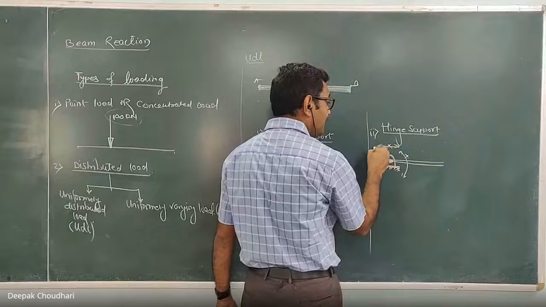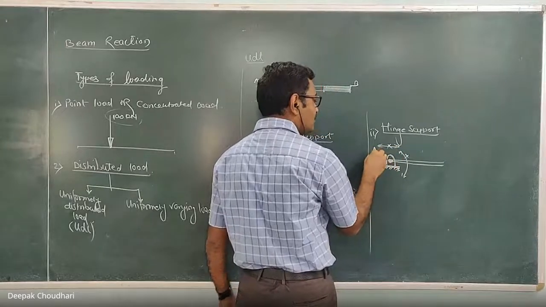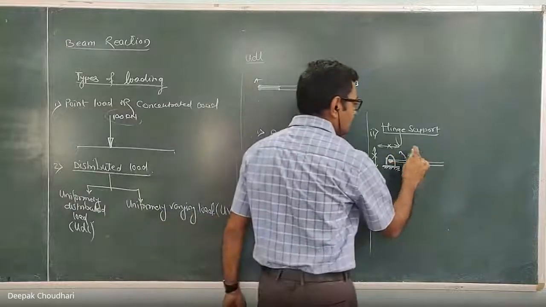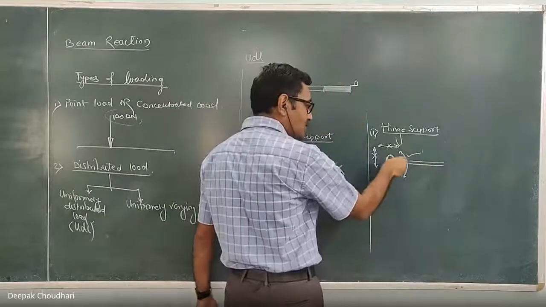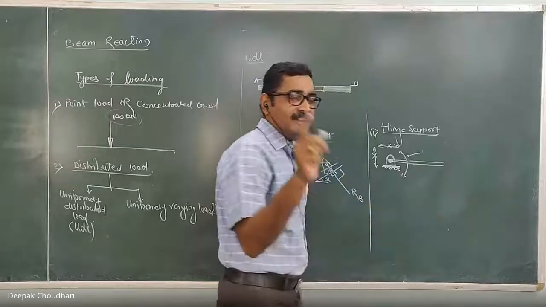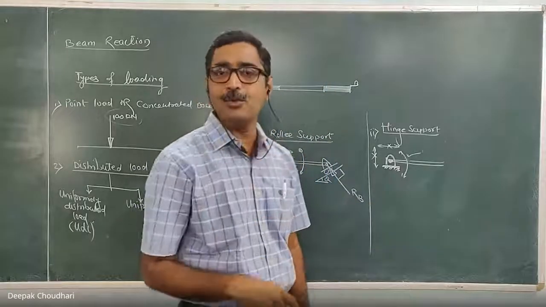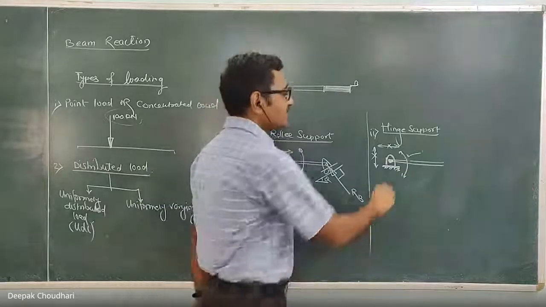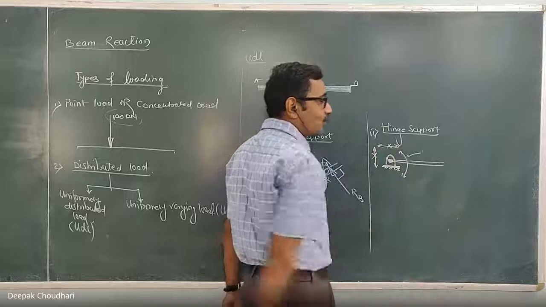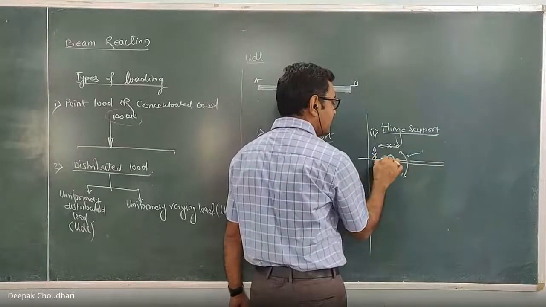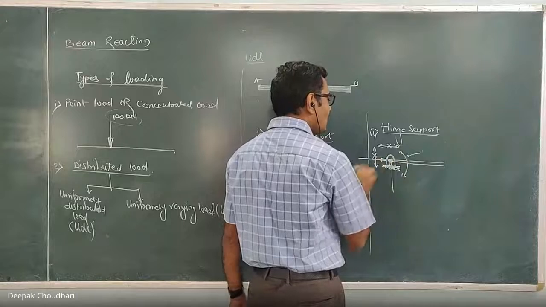horizontal translational motion and vertical translational motion, both motions are restricted. Rotational motion is allowed. Since the rotational motion is allowed, there won't be any reactive moment. When linear motion is restricted, the reaction shall be a force. When rotational motion is restricted, the reaction shall be a moment. But since horizontal and vertical motions are restricted, the reaction shall be a force in that direction.